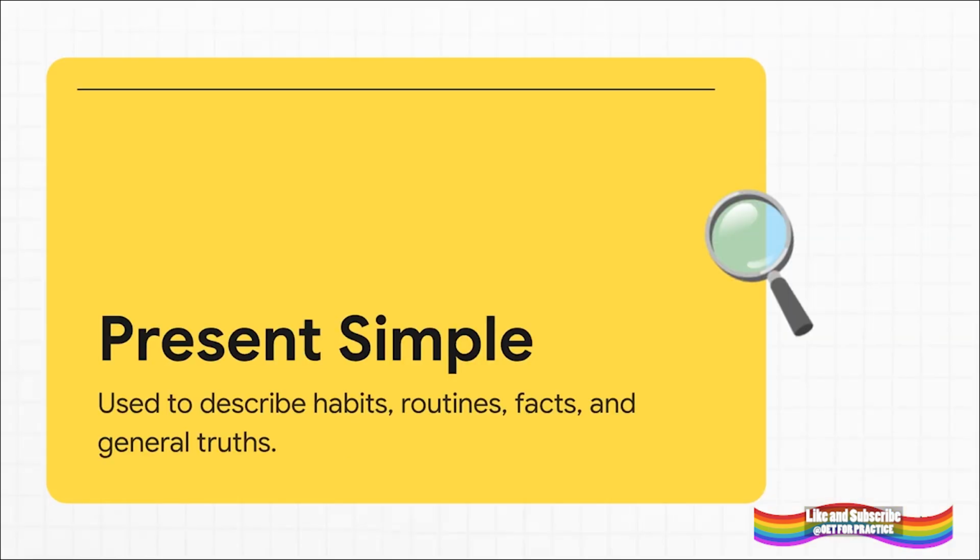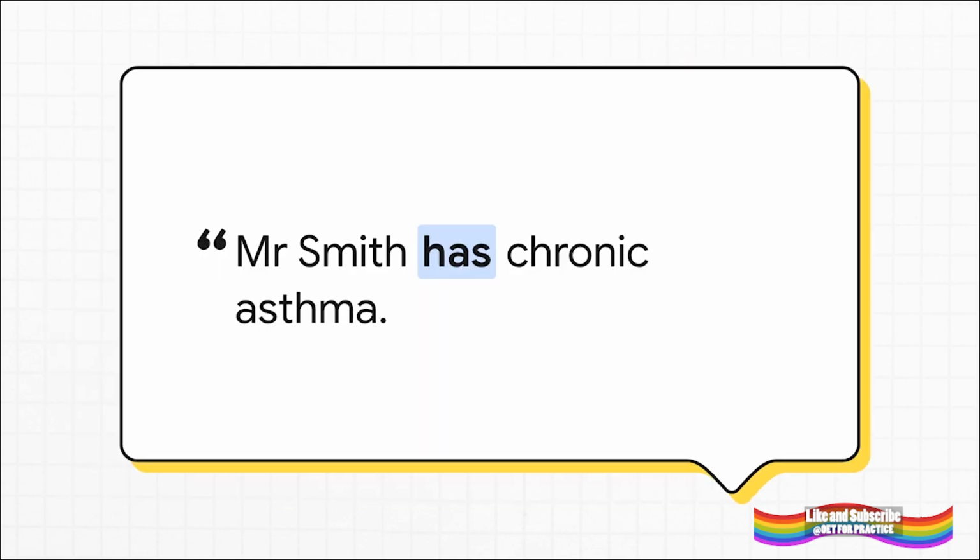So, what's the present simple for? Think of it as the tense you use for the solid, unchanging facts. It's for habits, routines, general truths, basically the baseline of a patient's situation. It's the stuff that's true today, was true yesterday, and will probably be true tomorrow. For example, Mr. Smith has chronic asthma. See, this is a medical fact about him. It's not something that's just happening for a moment. It's a long-term chronic condition. It's part of his permanent health profile, which makes the present simple a perfect fit.